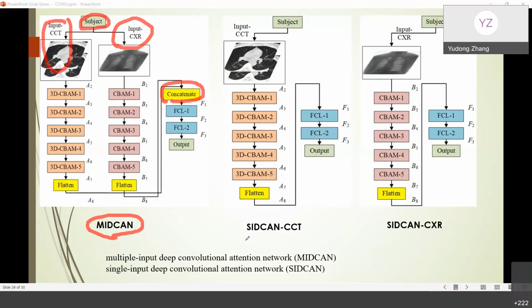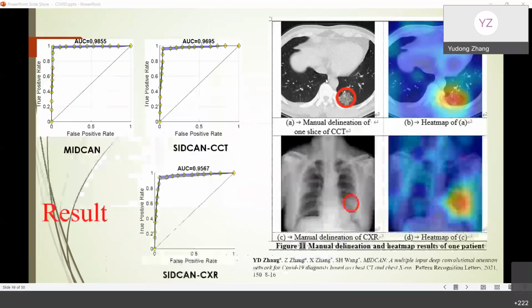And meanwhile, we tested the single input. We tested either the chest CT or the X-ray. And what are the results? The next slide shows the result.